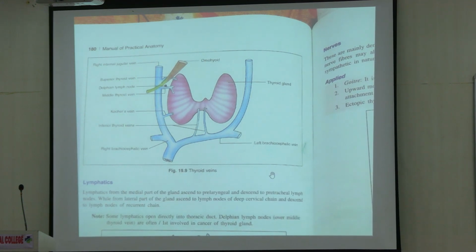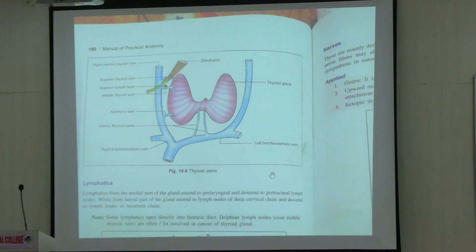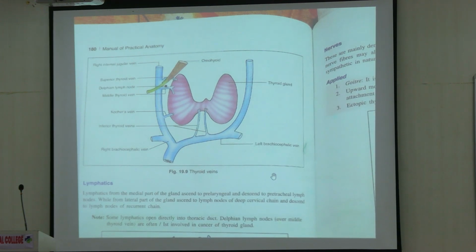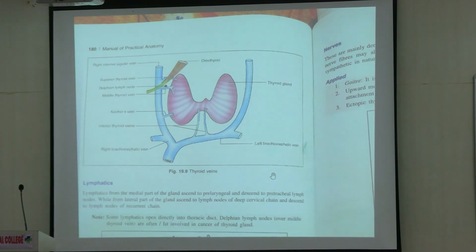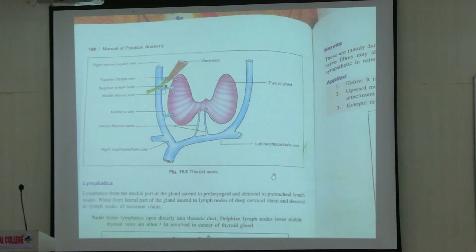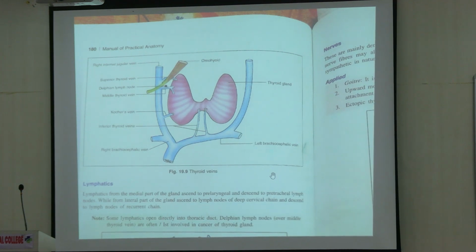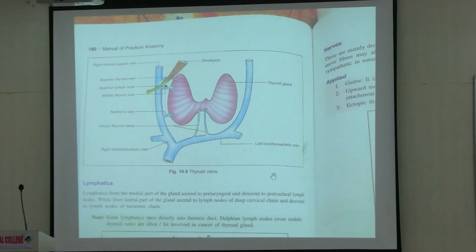That's why lymphatic drainage of stomach, lymphatic drainage of breast, lymphatic drainage of uterus, lymphatic drainage of thyroid, lymphatic drainage of tongue, because these organs are prone to develop carcinoma. So their lymph nodes are very important from your examination point of view.